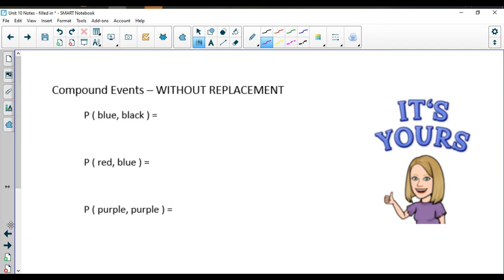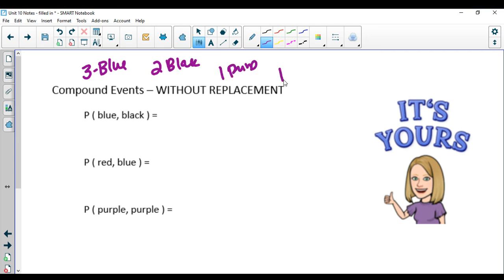The final piece to this is compound events without replacement. So let's pretend in this scenario that I am going to take out the shirt, wear it, and then pick another colored shirt here. Just to help us out so I don't have to flip back and forth, we have 3 blue, 2 black, 1 purple, and 1 red. I'm going to write those out up here, still for a total of 7 different shirts.